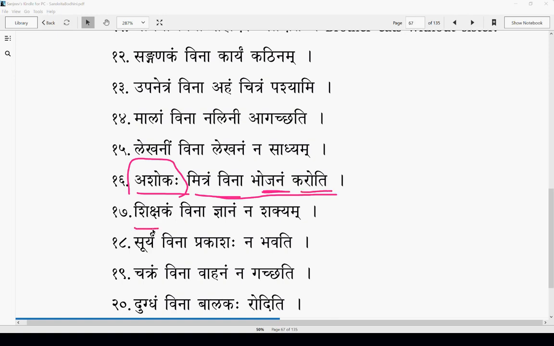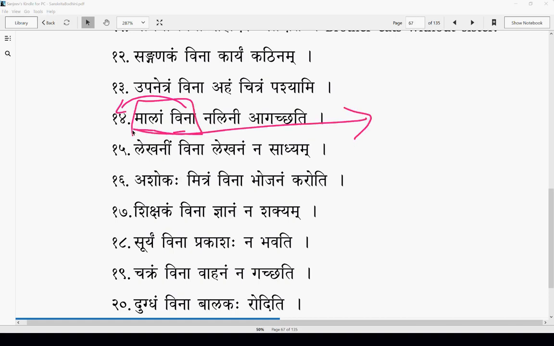But if you look at this one, malam vina nalini agacchati. What is the subject here? Nalini is the subject. So here the subject in this number 16 is coming first. Nalini, here it is coming in the middle. It doesn't matter, because in Sanskrit mostly the words can be shuffled. But we cannot shuffle malam and vina. We can't put vina and malam somewhere else. They have to be together.